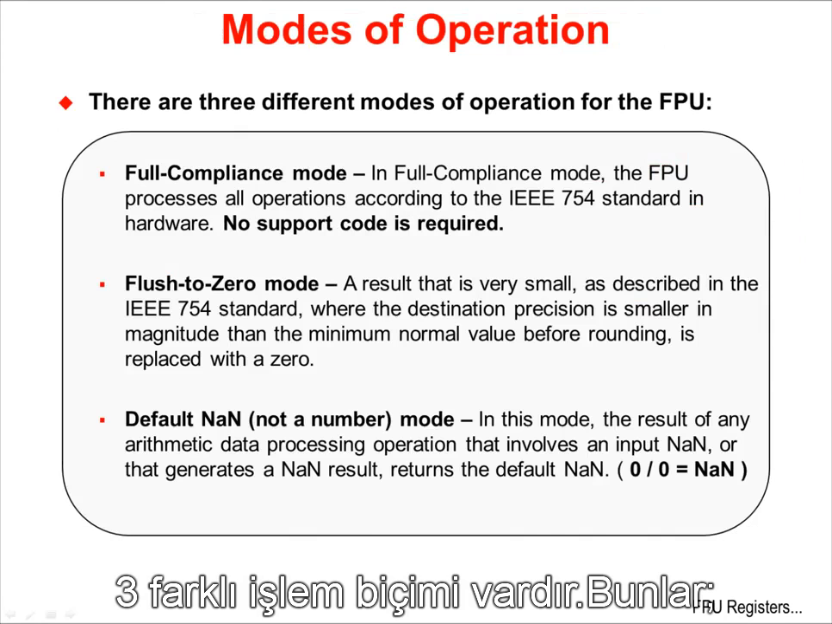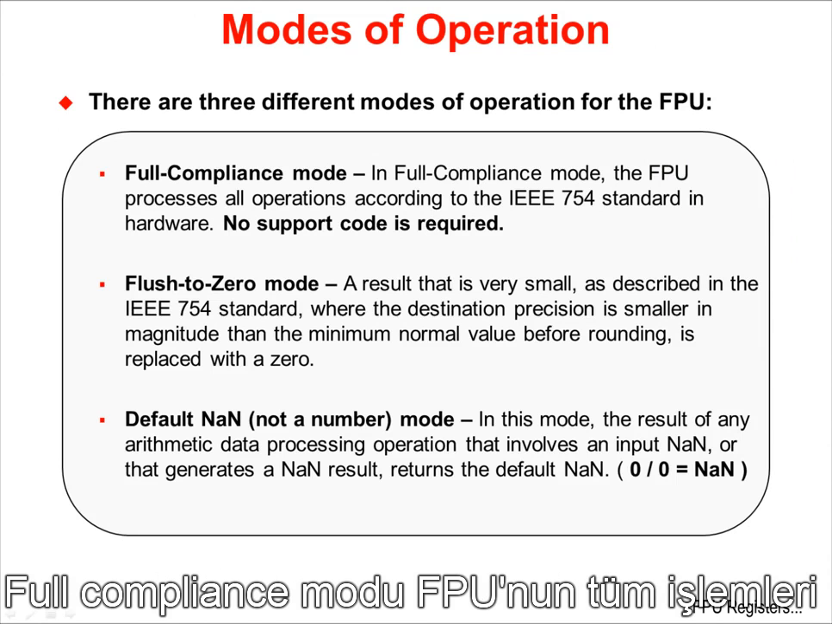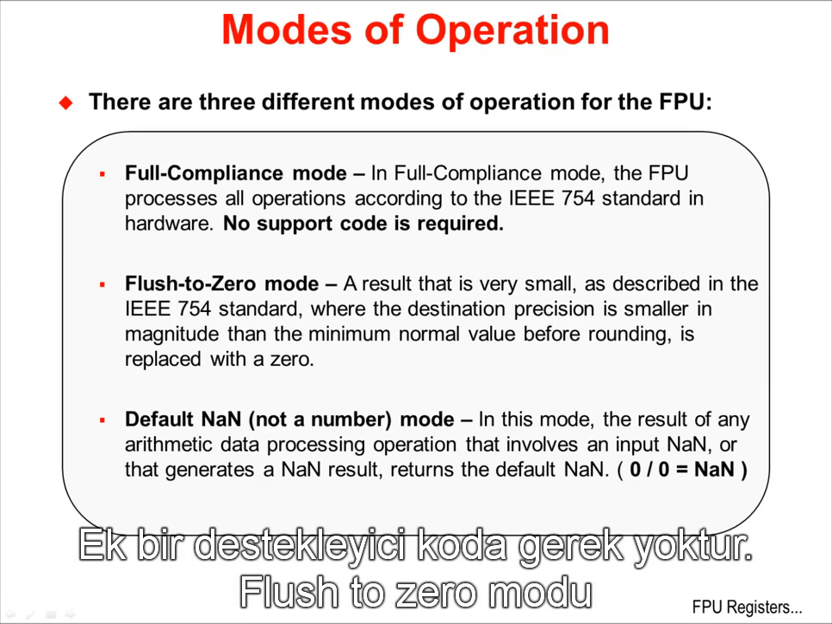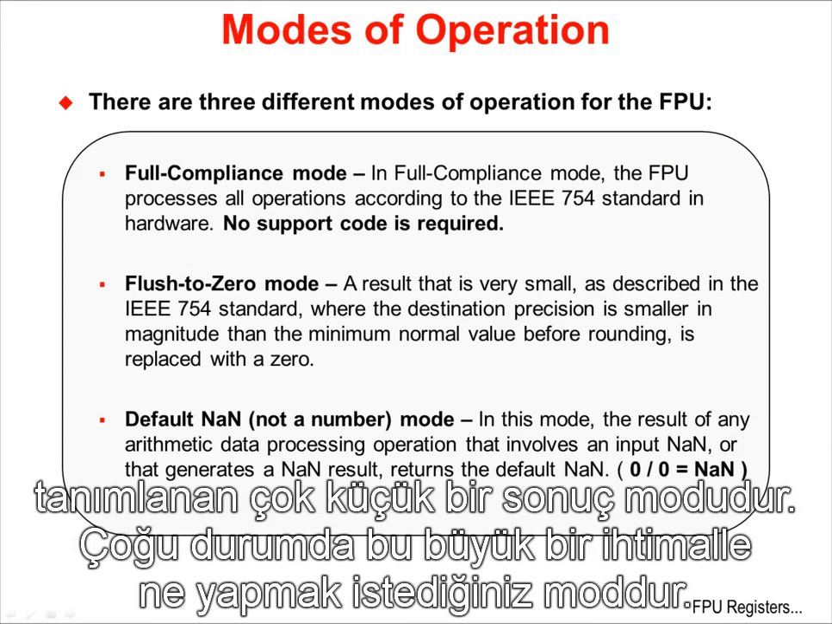There are three different modes of operation for the floating point unit: full compliance, flush to zero, and default NaN. Full compliance mode is where the floating point unit processes all operations according to the IEEE 754 standard in hardware. There is no additional support code required. In flush to zero mode, a very small result, as described in the IEEE standard, is replaced with a zero. In most cases, that's probably what you want to do.